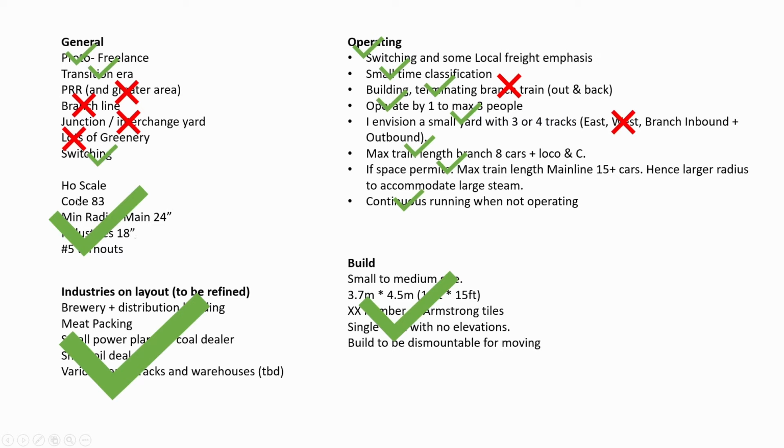So the scale and the main radius and turnouts, that's the same. The industries on the layout, that's more or less the same. The build dimensions of my space, that's not going to change. And on the operations side, everything I wanted, like switching to local freight emphasis, small time classifications, small yard with 3-4 tracks, everything I could have.